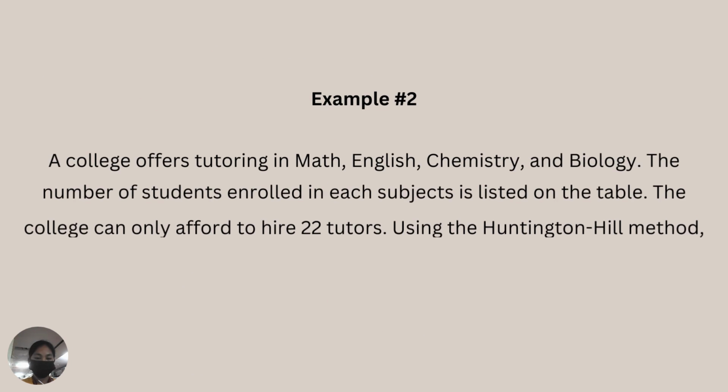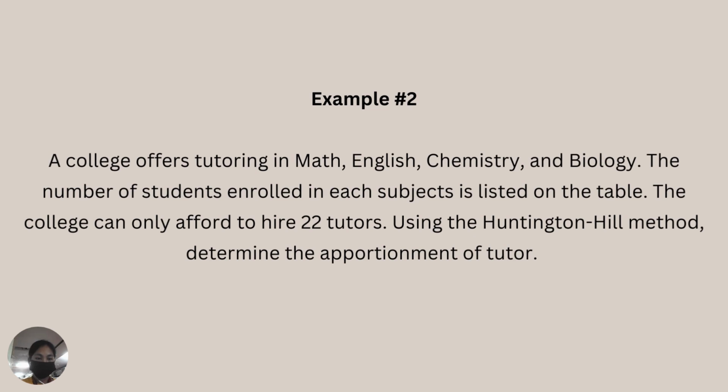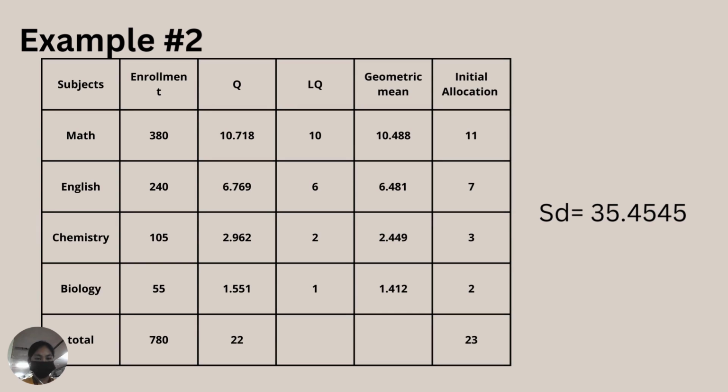The next example, example number 2. A college offers tutoring in math, English, chemistry, and biology. The number of students enrolled in each subject is listed on the table. The college can only afford to hire 22 tutors. Using the Huntington-Hill method, determine the apportionment of tutors. As you can see in the table, we have subjects of math, English, chemistry, and biology, and the enrollment is 380, 240, 105, 55.